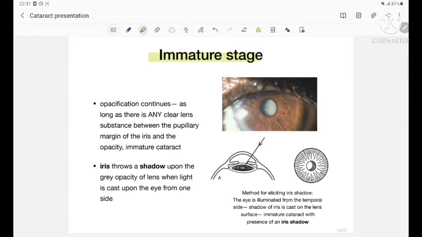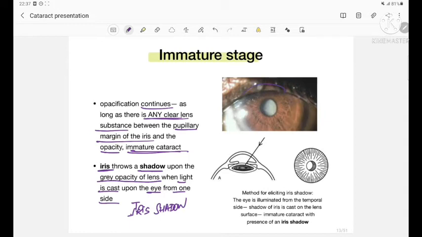Next stage is the immature cataract stage. Here the opacification continues as long as there is any clear lens substance between the pupillary margin of the iris and the opacity. This is the immature cataract. Here the iris throws a shadow upon the grey opacity of the lens when the light is cast upon the eye from one side. This is called as iris shadow.